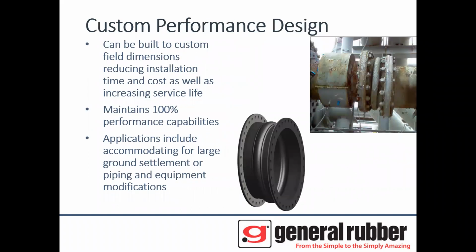These performance joints can be built to custom field dimensions, reducing installation time and cost, as well as increasing service life. So when you install an offset joint to field dimensions, it has 100% of the performance capabilities of the joint, and the application includes accommodating large ground settlement and pipe and equipment modifications.